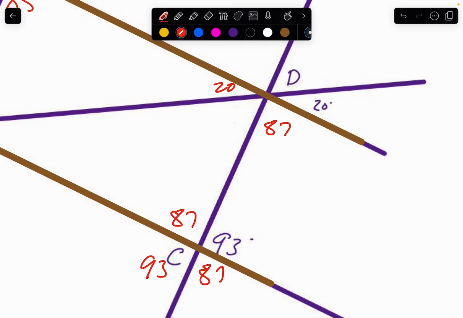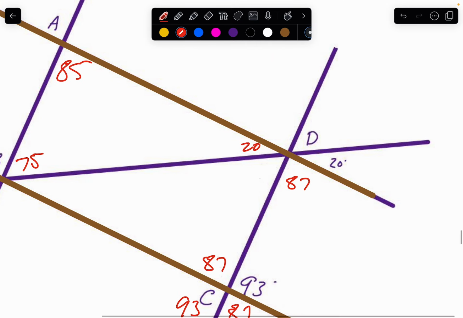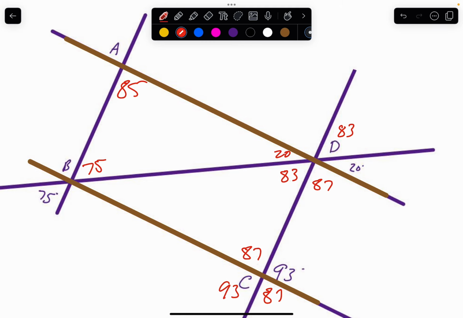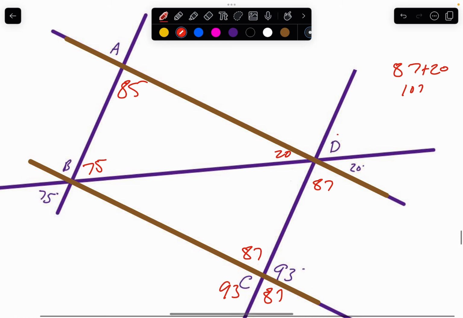So once I know that's 87, I can fill in more stuff. Like I know that these three are going to add up to 180. They make a line. So 87 plus 20 is 97. So what's left over? 180 minus 97 would be 83 up here. So this is going to be 83. Wait, did I mess up? 87 plus 20 is not 97. Team, 87 plus 20 is 107. Oh, sorry, dear. This is going to be 73 here then, which makes this one 73.